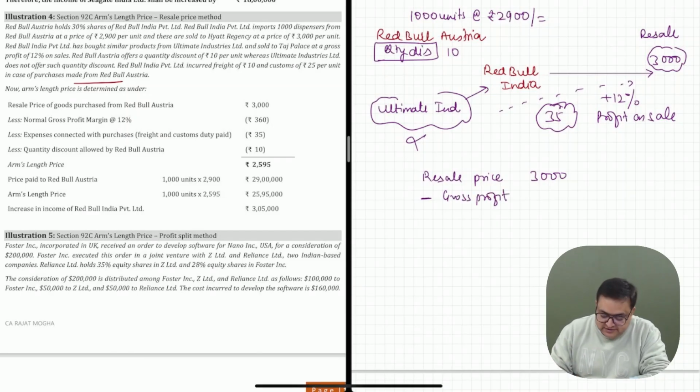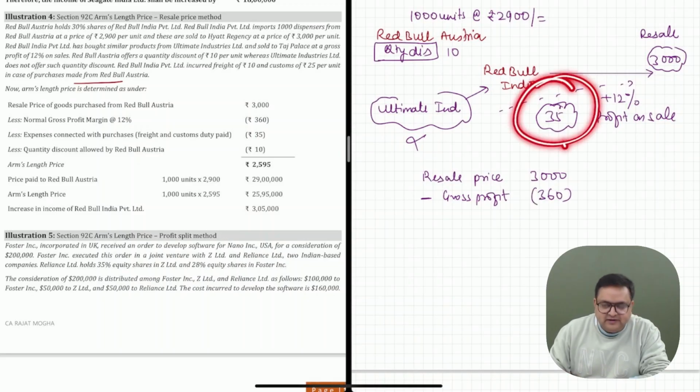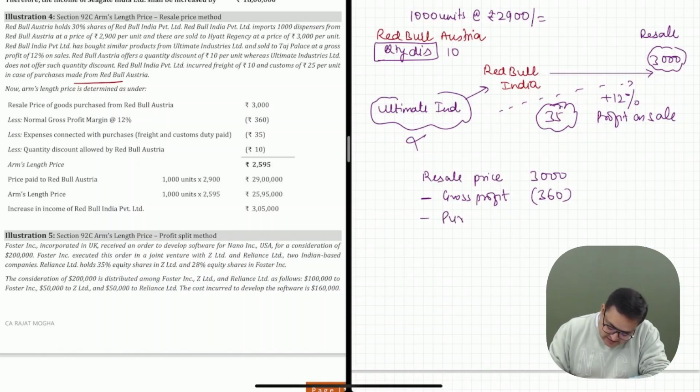How much is it? 12% on sales. And which is the profit, guys? Let's say, for example, they might have given the profit percentages of the tested party also. Please don't take that profit margin. You have to take the profit margin of the uncontrolled transaction. So 12%, how much is 12% of 3,000? It is 360 rupees. So you have to subtract 360 rupees for profit. Okay. Then 35 is the common expenses, which you also have to subtract. So these are purchase related expenses, your freight, customs, etc. It is 35. Guys, correct?